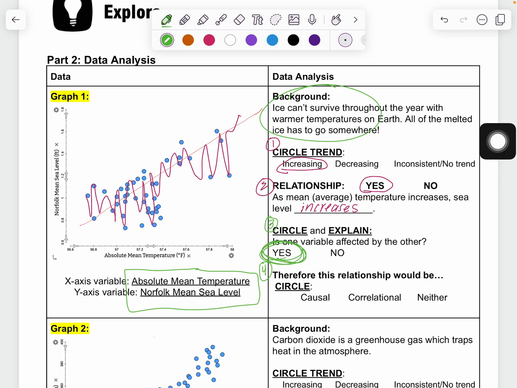Yes, because as temperature is warm, ice melts. As ice melts, it becomes water, flows over the surface, and makes its way to the ocean. Yes, one impacts the other. Because one impacts the other, I know I automatically have a causal relationship. They were already correlational because I saw a trend in a relationship, but I took it to the next level and figured out they're causal. Reading the background, knowing what I know about these things, one does impact the other.